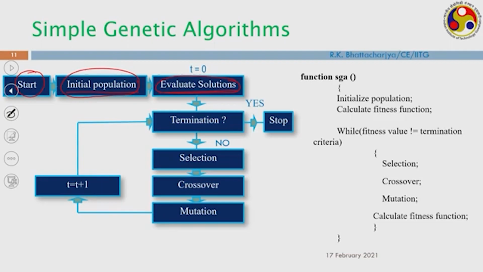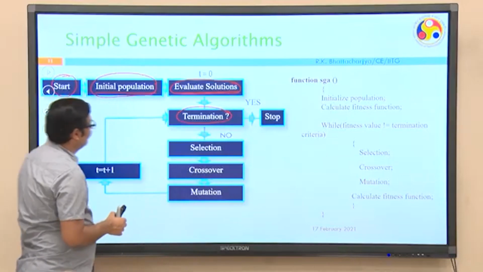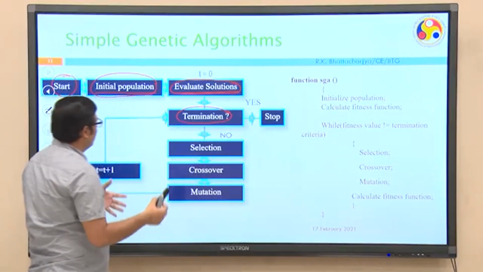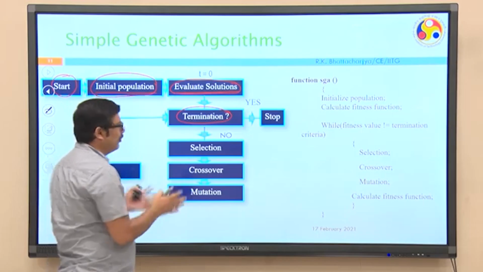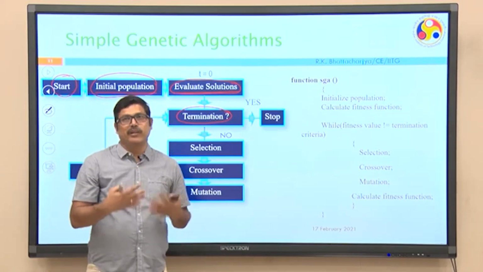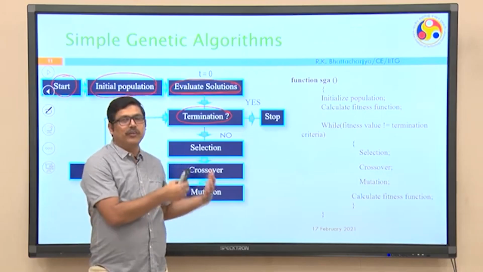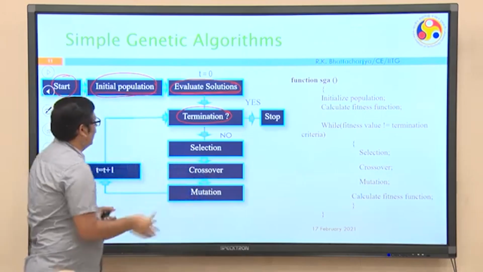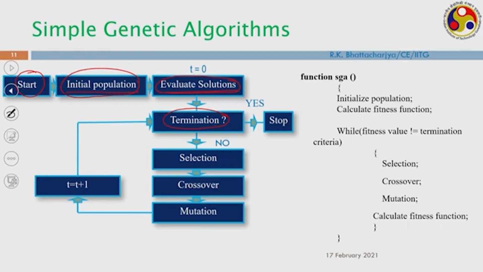And after evaluation, what will you do? You will check for termination criteria. That means this loop cannot go on and on, because you have to stop it. In natural evolution that loop is still continuing, but in our case I have to get a solution, so I cannot continue. I have to terminate this algorithm. Therefore, you have to put some termination criteria here.